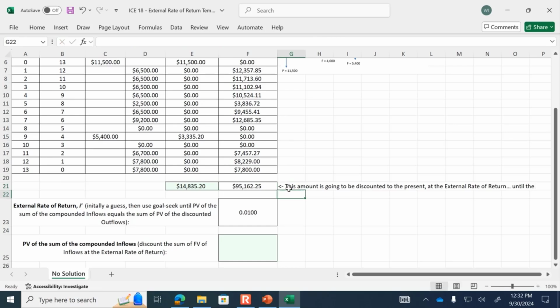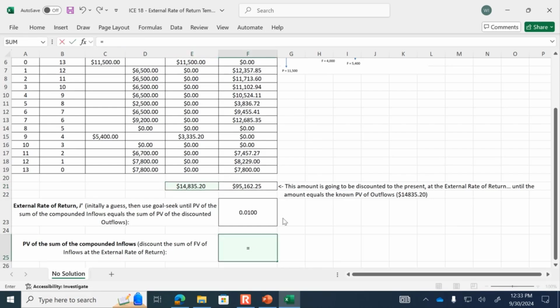until the amount equals the known PV of outflows, which in our case is 14,835.20. So the question is, what interest rate will make it so that $95,000 in year 13 is equal to $14,000 at time 0? So we have to find out what is the interest rate that brings balance between this and that.